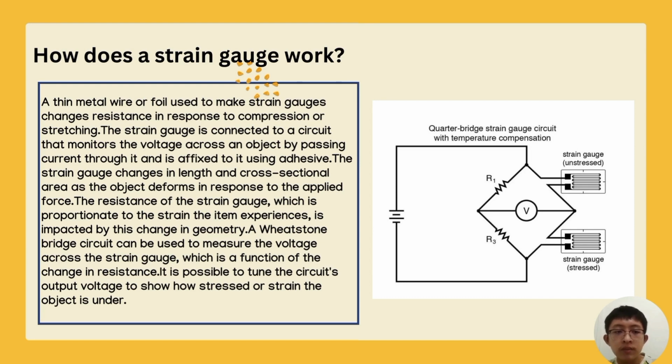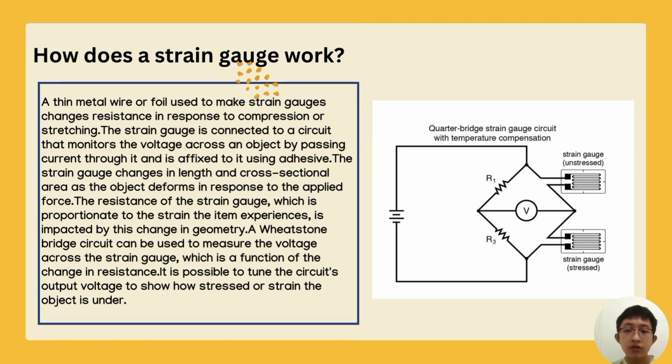A Wheatstone bridge circuit can be used to measure the voltage across the strain gauge, which is a function of the change in resistance, and it is possible to tune the circuit output voltage to show how much stress or strain the object is under. And then at the side there, I have put one type of strain gauge circuit, named the quarter bridge strain gauge circuit, which consists of two strain gauges, and one of the strain gauges is unstressed, and the second strain gauge is stressed.